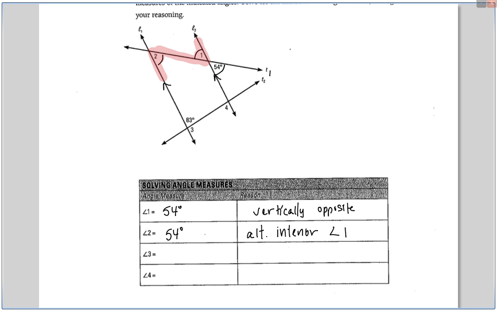Angle 3 is supplementary to 83. So 180 take away 83 is 97. Supplement to 83. And angle 4, I'll draw that Z pattern again. Angle 4 got the Z pattern with 83, so they are also equivalent. So angle 4 is 83 degrees because it is alternate interior to 83 degrees.